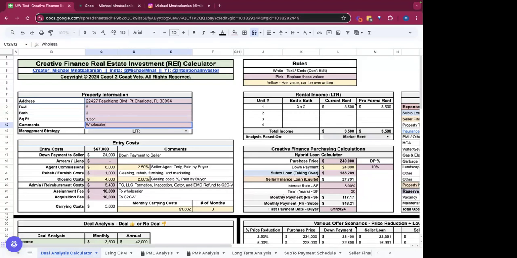And keep in mind that I got a loan, a HELOC, and the interest rate is 9.9.